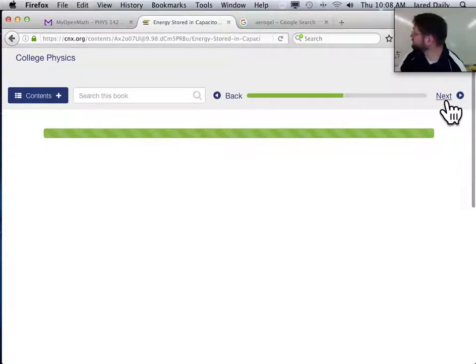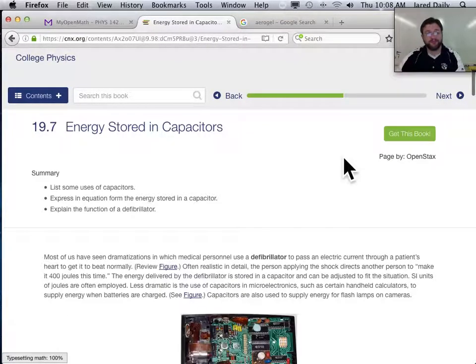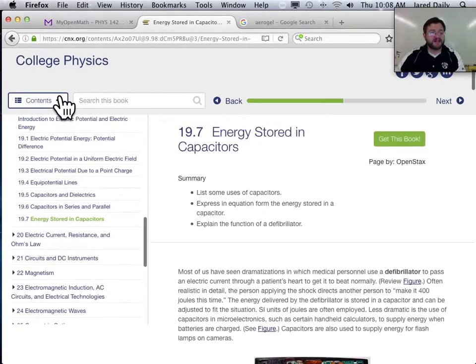What time is it? And I believe this is our last section. Yep.